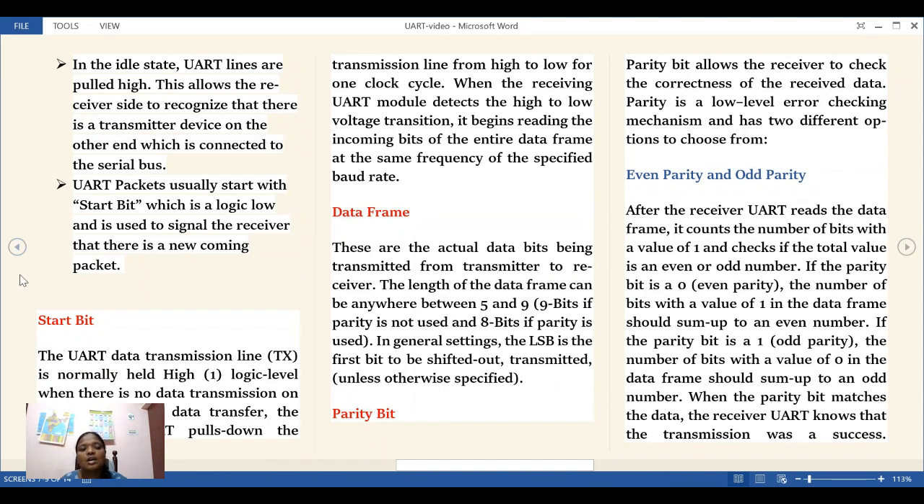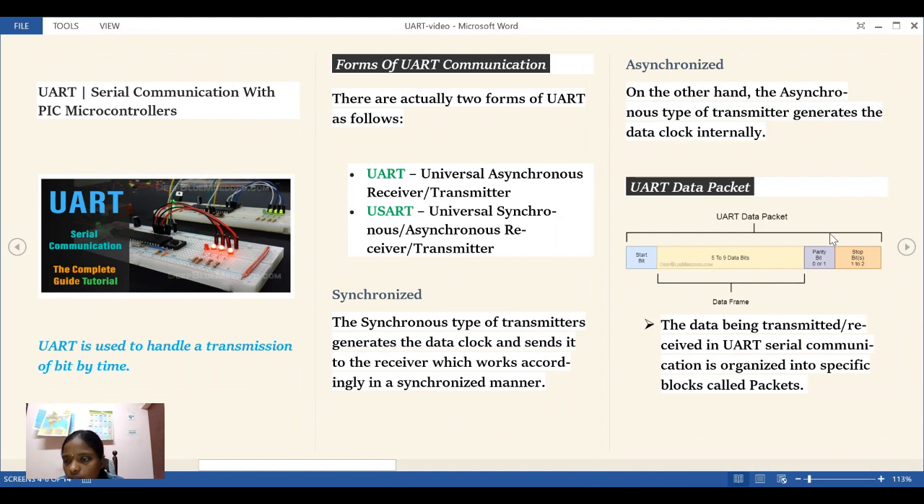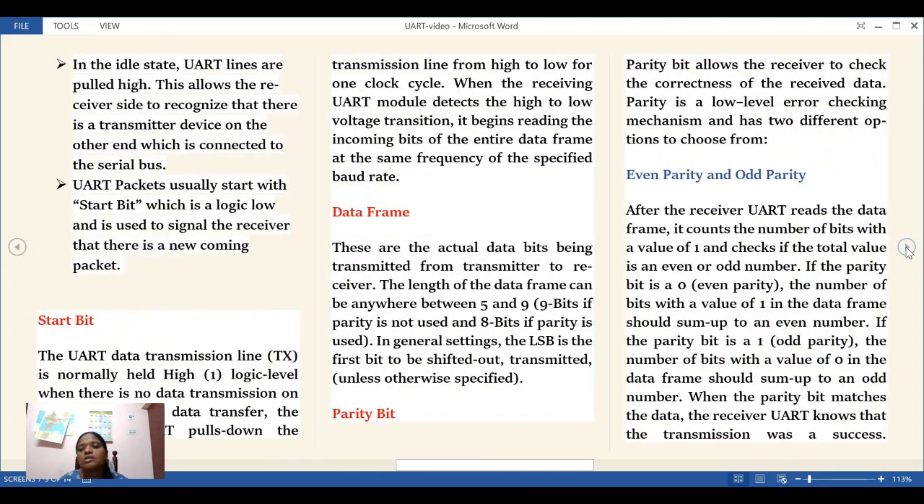Okay, and next comes the parity bit, right? The parity bit is logic 0 or 1. Actually the parity bit is used to detect errors, and it is also used to add one bit to the even or the odd ones and store them. The definition we can see here is that the parity bit allows the receiver to check the correctness of the received data. So parity is a low level error checking mechanism, and it has two operations to choose from: one is even parity and the other is odd parity.